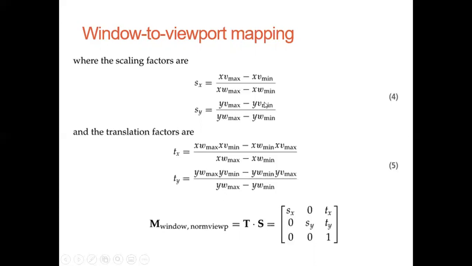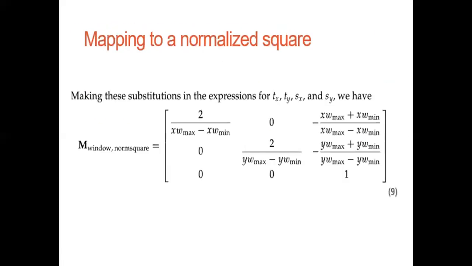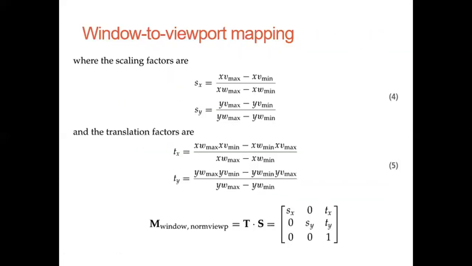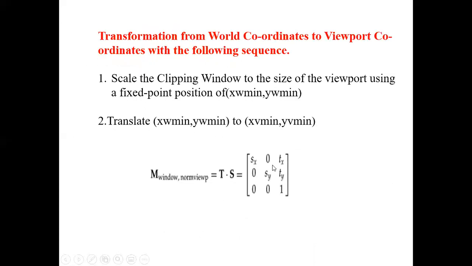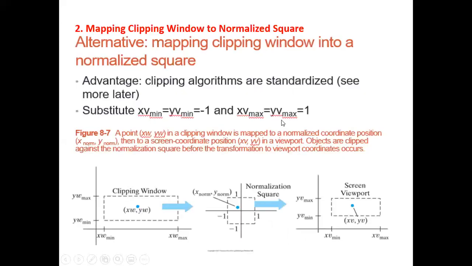So 1 minus of minus 1, I will get it as 1 plus 1, which is nothing but 2. So sy is 2 divided by yw max minus yw min. The same way, substitute for tx in my translation factor. Here also I have to substitute xv min as minus 1 and xv max as plus 1, and solve this. If I solve this, I will get this particular value by just substituting the values.